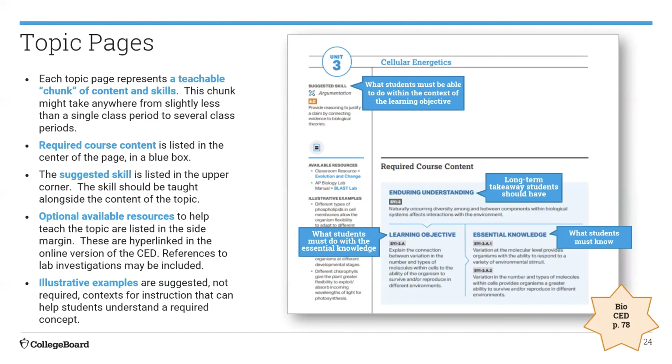And then the skill is what students must be able to do within the context of the learning objective. We often get asked what's the difference between a skill and a learning objective since they both start with a verb. And the answer there is that the learning objective is explicitly tied to the course content and the essential knowledge, but the skill is almost content agnostic, meaning it can be applied in multiple different contexts and kind of transcends the content of any specific individual topic. So know that a skill can be applied in multiple different contexts, whereas a learning objective is explicitly tied to the knowledge it is linked to.